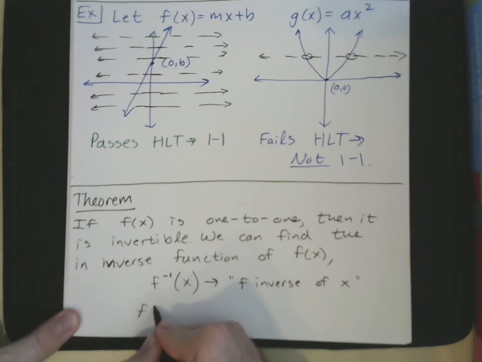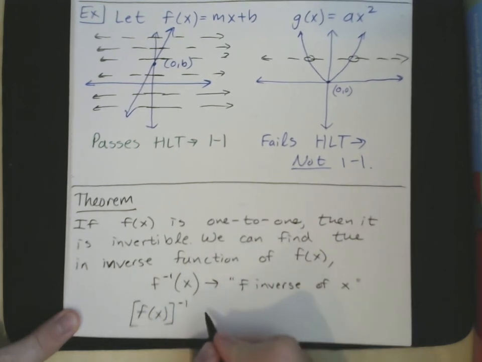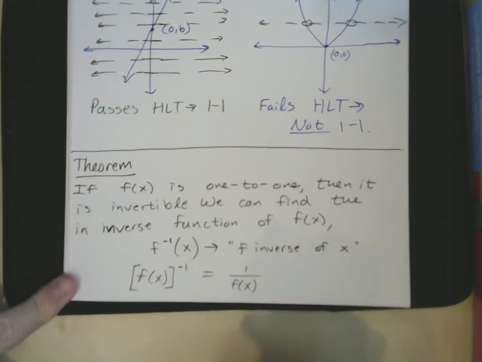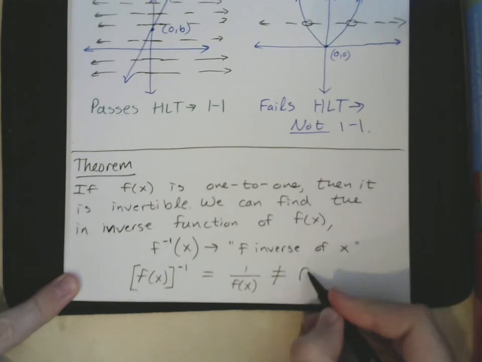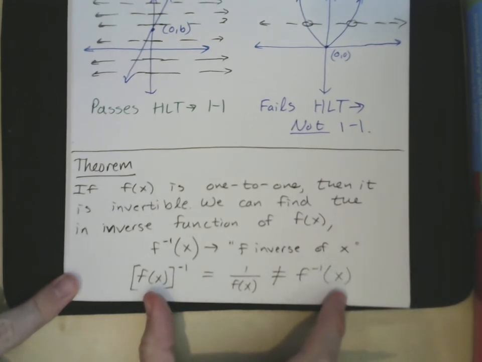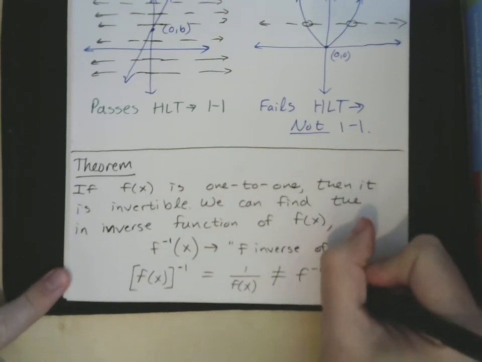If it was after the parentheses like this, it is equal to 1 over f of x, like we're used to using reciprocal laws. But if it's before the parentheses, it is not equal to this. So this is not f inverse. These are very, very different notations, so keep a lookout for that and make sure you're not thinking of it as a reciprocal.